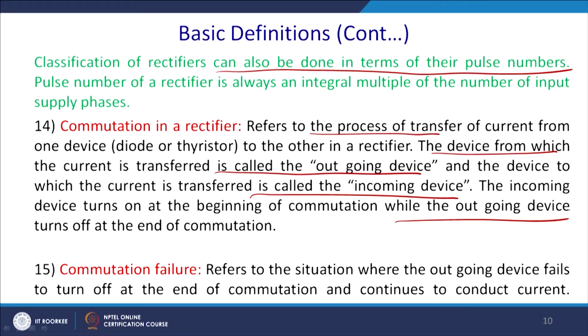Commutation failure refers to the situation where the outgoing device fails to turn off at the end of the commutation and continues to conduct current, and that is dangerous. Say you have a thyristor leg. Some thyristors are going out and some thyristors are coming in. If this fails, it may even lead to shorting of the legs. So, that is quite a dangerous phenomenon.